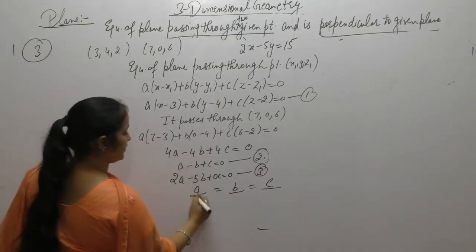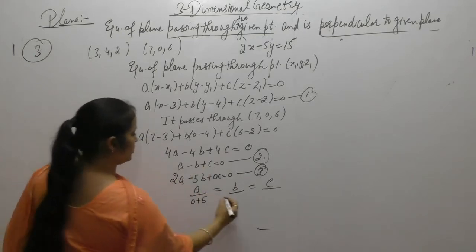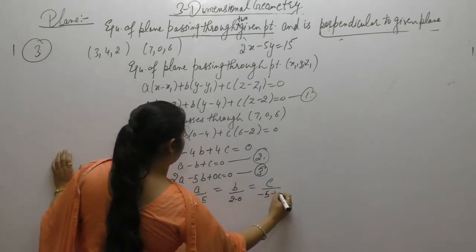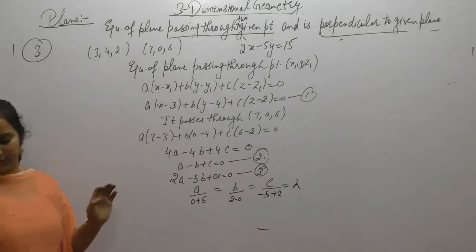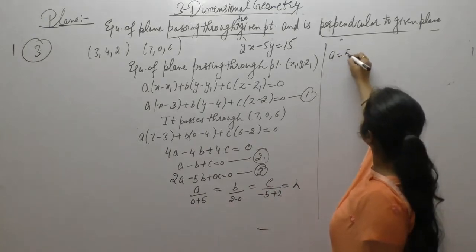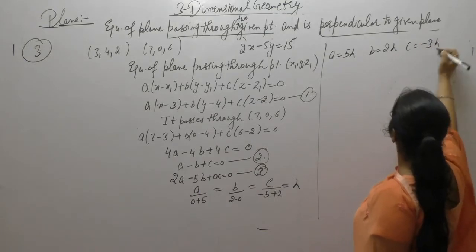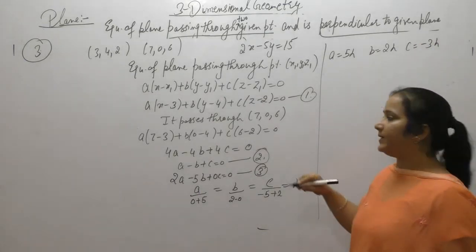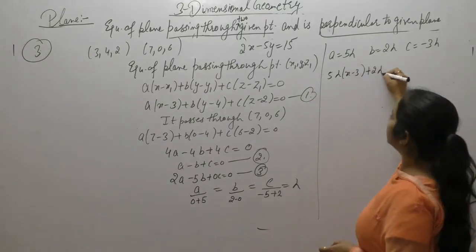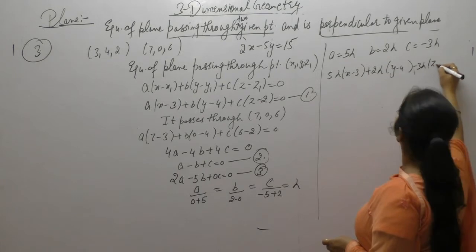A: 0 minus minus plus 5, b: 2 minus 0 and c is minus 5 minus minus plus 2. That is equal to lambda. So what we get? A is equal to 5 lambda, B is equal to 2 lambda and C is minus 3 lambda. Put these values of A, B and C in equation 1: 5 lambda x minus 3 plus 2 lambda y minus 4 minus 3 lambda z minus 2.